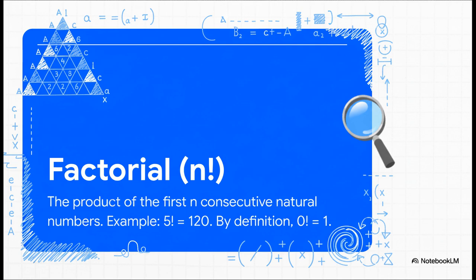And all it means is you multiply that number by every whole number all the way down to 1. So 5 factorial is just 5 times 4 times 3 times 2 times 1. Oh, and there's one weird special case. 0 factorial is just defined as 1. Just trust me on that one, we'll need it.